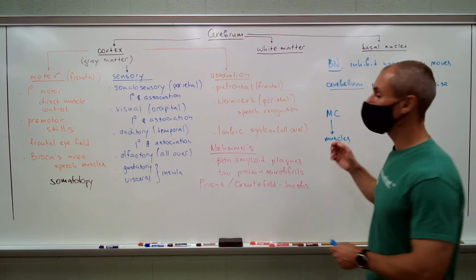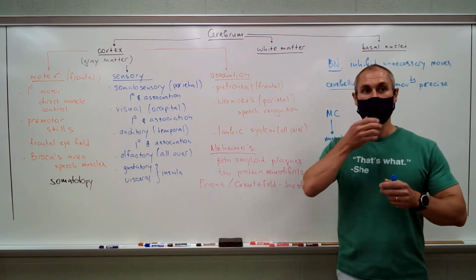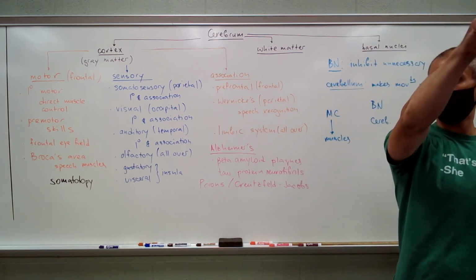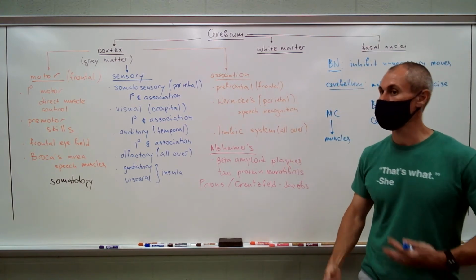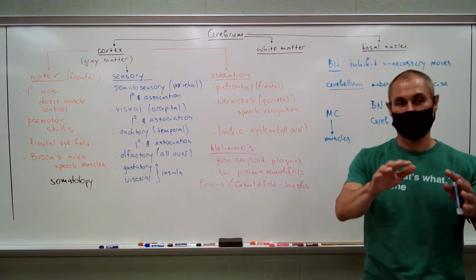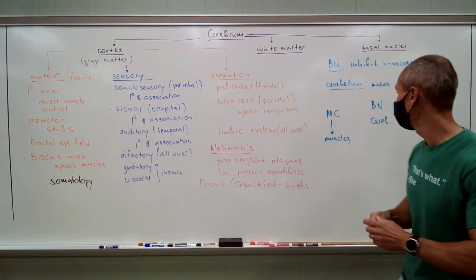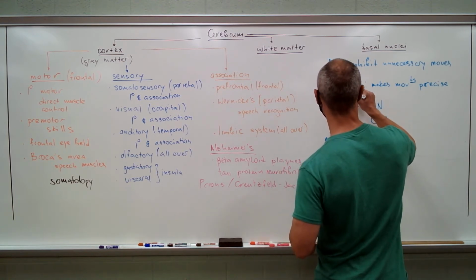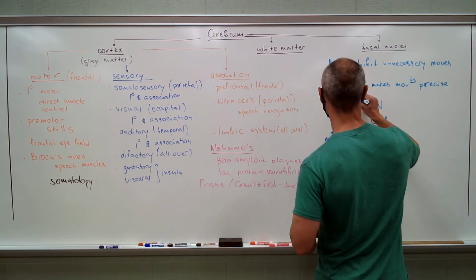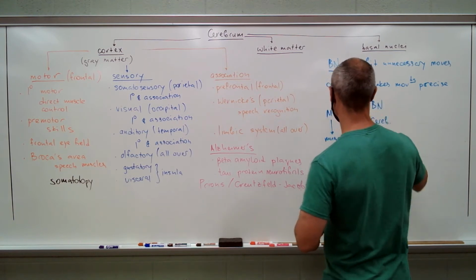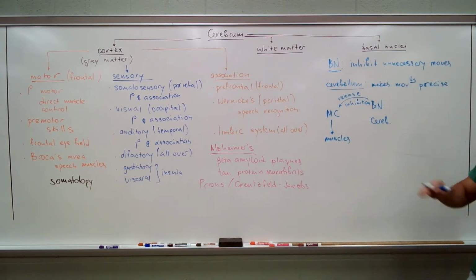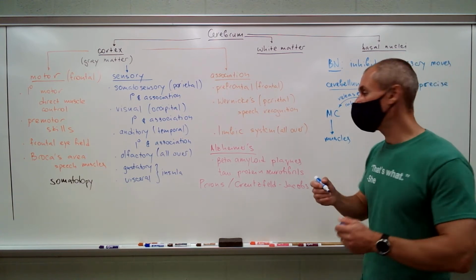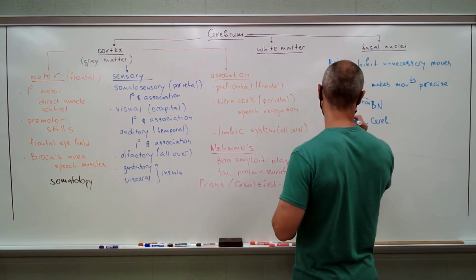So basal nuclei allow the muscles of my arm to move. All other muscles that I don't need at the moment stay inhibited. Does that make sense? So basal nuclei will release inhibition, and cerebellum will make the movement precise.